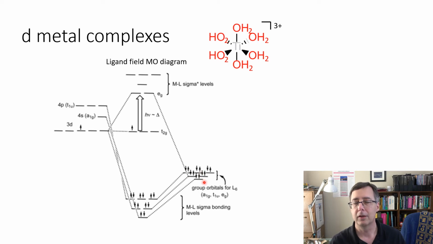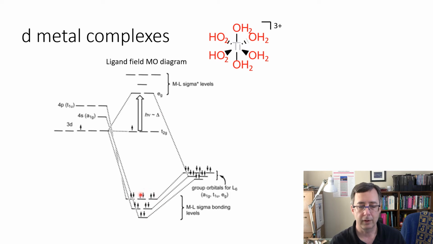Things like the oxygen core electrons are buried inside and they're not showing up on this MO diagram because they don't participate with the titanium. Likewise, the OH bonds are not particularly participating. It's mainly oxygen lone pair character that's going into these group orbitals that are symmetry adapted and available to interact with the titanium. So these are basically symmetry adapted lone pairs, and there's 6 of them because there's 6 interactions, 1 for each water with the titanium.